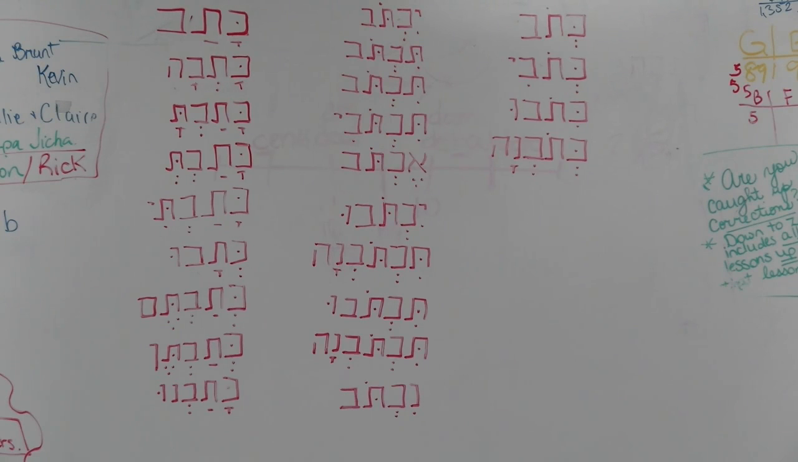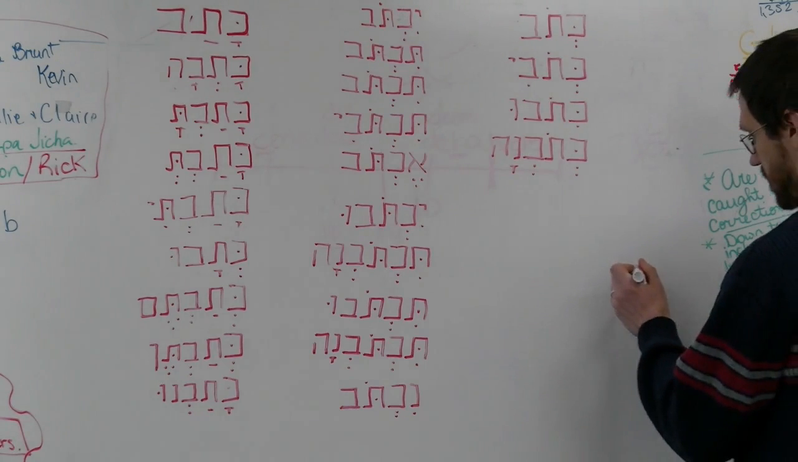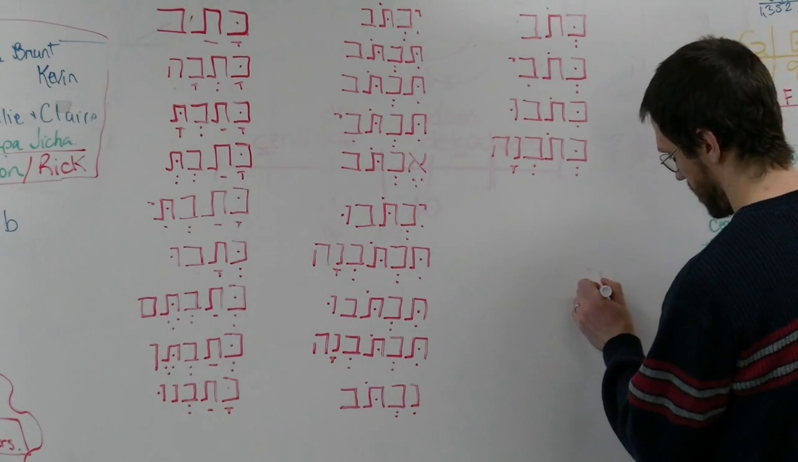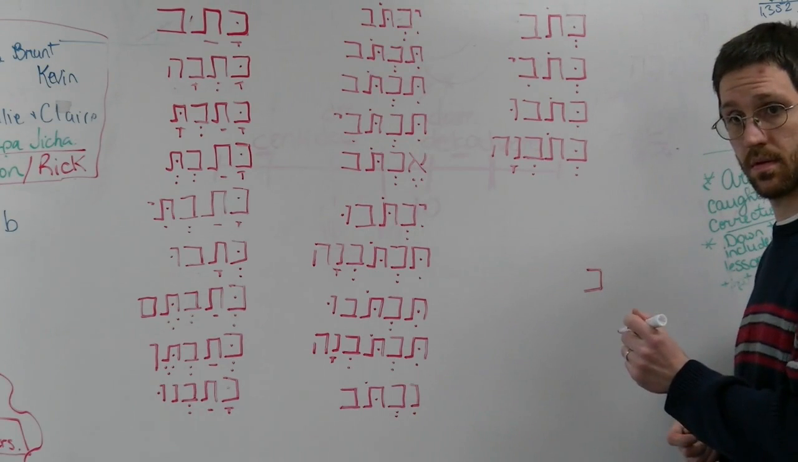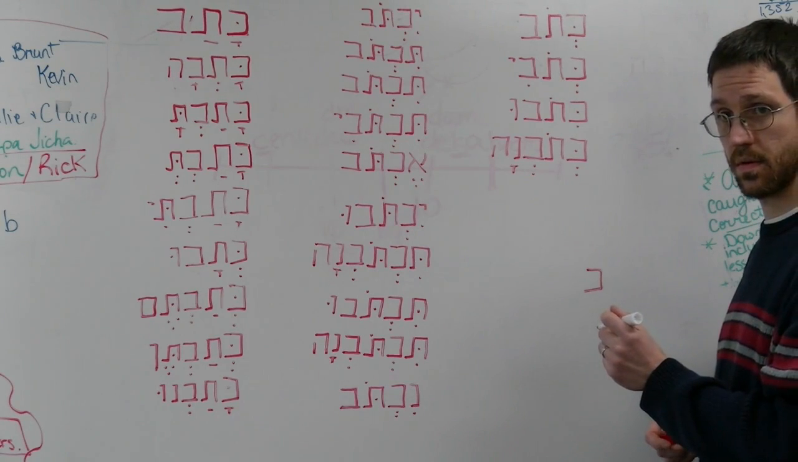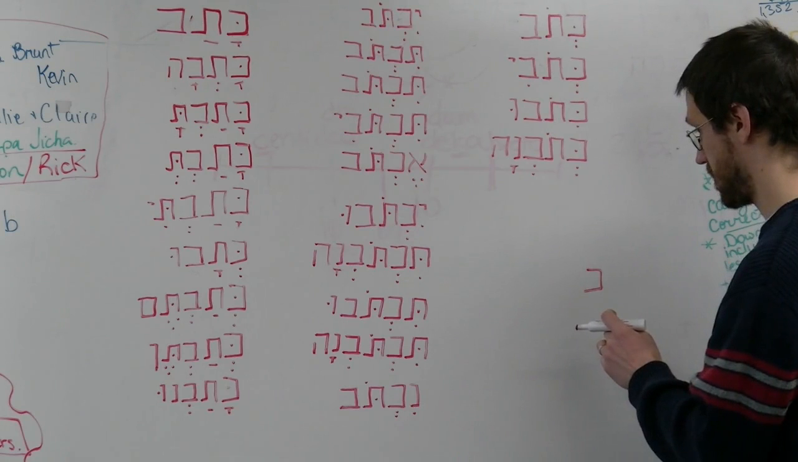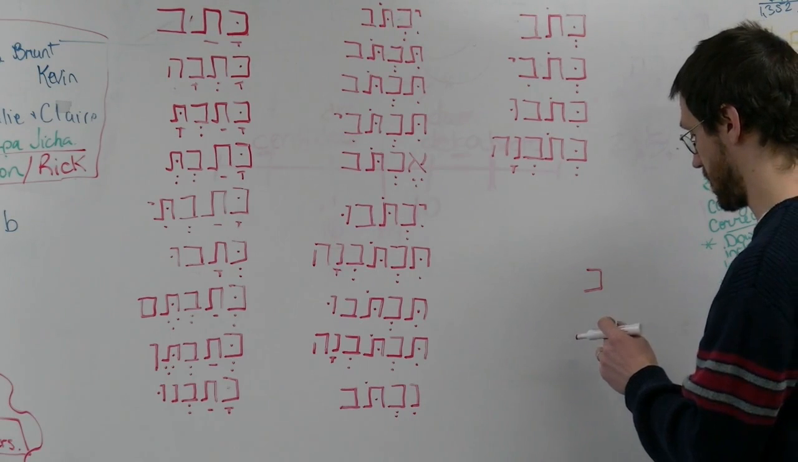Did you write the participle up there? Oh, good, yeah. So write the participle up. And while you're doing that, I will look to see if everything else is right. Oh, yeah, and then write the infinitive construct with the first few suffixes. So my writing, thy writing, stuff like that.